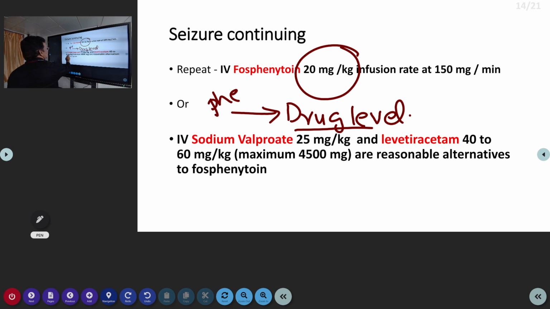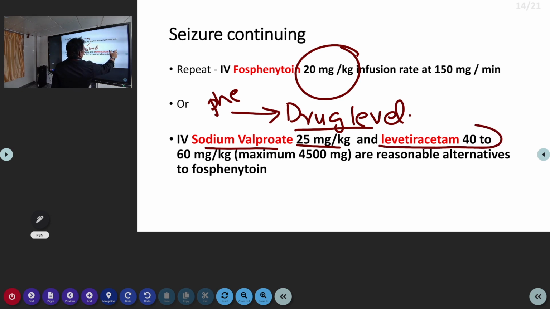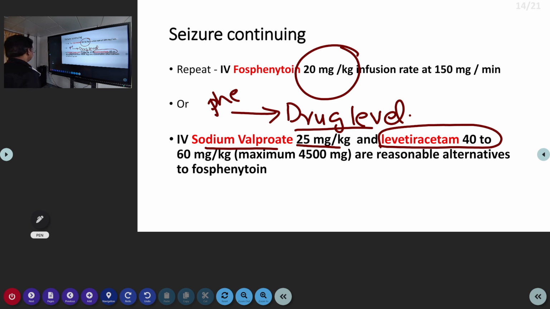Next one is sodium valproate. You can give sodium valproate 20-25 milligram per kg body weight, or levetiracetam can be given. Levetiracetam 40 to 60 milligram per kg body weight can be given as an alternative. Nowadays we give levetiracetam in many patients who have liver disease or any other complication. We depend on levetiracetam.